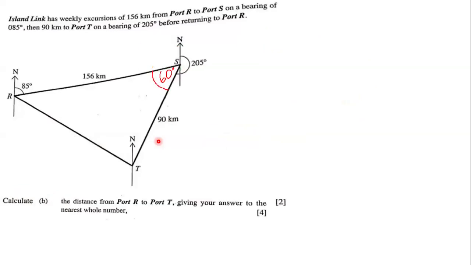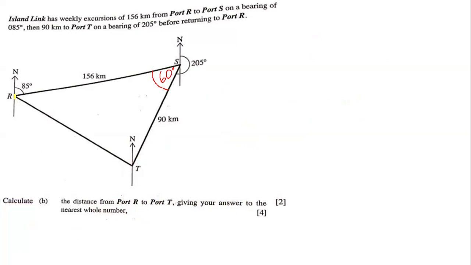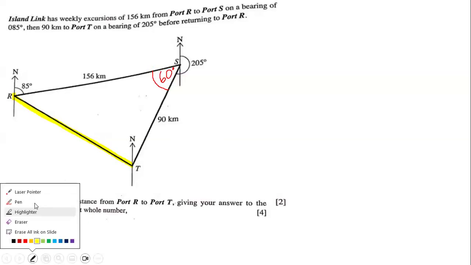Next, our goal is to determine the distance from Port R to Port T, giving your answer to the nearest whole number. What is the distance that we're trying to find? Let me use yellow. The distance from Port R to Port T. We need to figure out the length of this particular distance, RT.